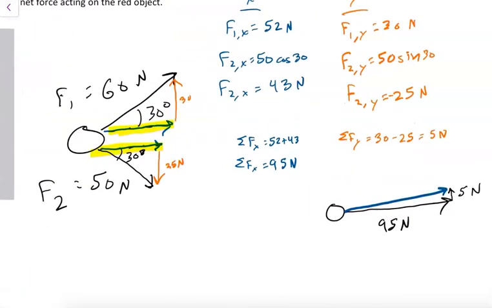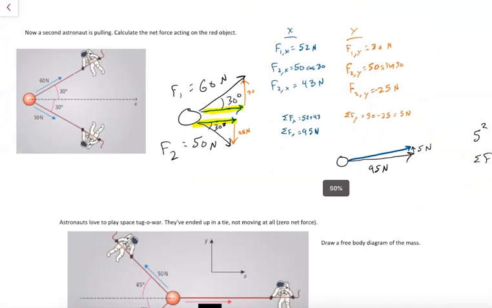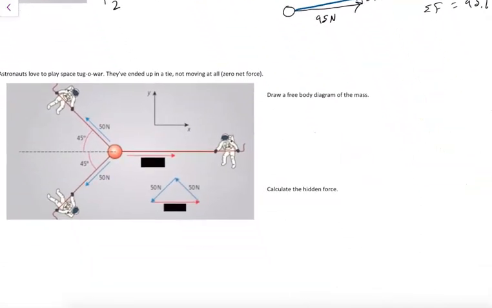But that's how we focus. We need to find the components that are in the same direction. That's why we like horizontal and vertical. And then we add the horizontal values up and the vertical values up. So now I've got a slightly harder problem.